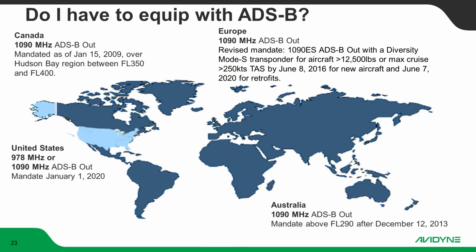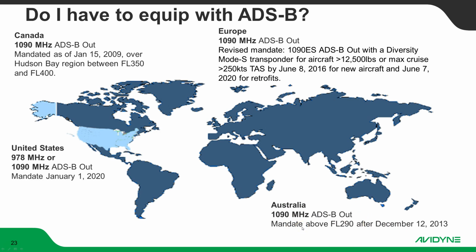So what about the mandates? Well, certainly in the U.S. here, we mentioned that the mandate is 2020. Excuse me, January 1st. Canada has actually had an ADS-B mandate for high-flying aircraft since 2009. And what that's done is that's given them the ability to have radar coverage essentially over the huge Hudson Bay area for these transatlantic airplanes. Over in Europe, they revised the mandate, but it's primarily focused on heavy aircraft, high-flying aircraft, fast-moving aircraft, and new aircraft are already under the mandate, and retrofit aircraft are June of 2020. And then Australia has a mandate as well, which is already passed for high-flying aircraft.